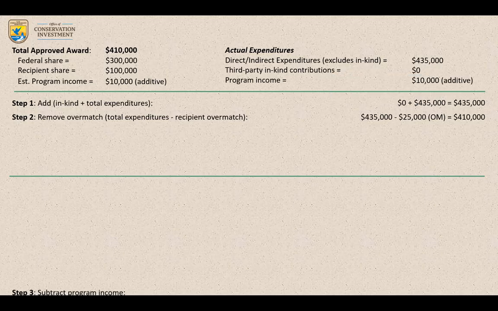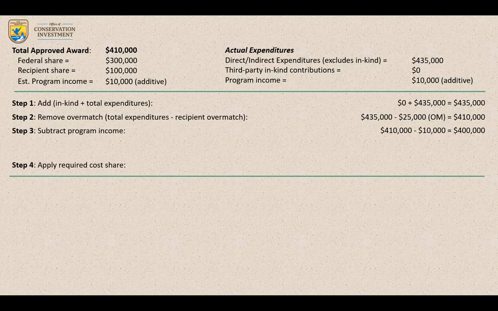In Step 3, the recipient takes the adjusted outlays from Step 2 and subtracts the total amount of program income that was earned during the award period of performance. In this scenario, additive program income was earned, therefore we subtract $10,000 from the adjusted outlays to get $400,000.